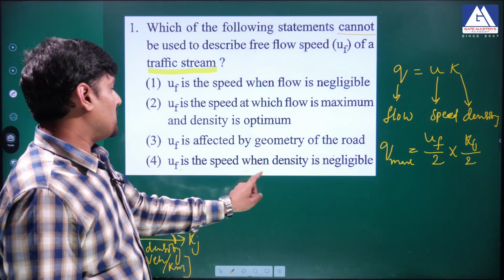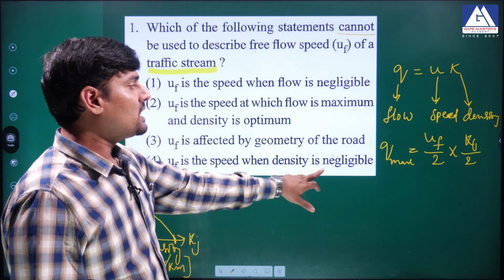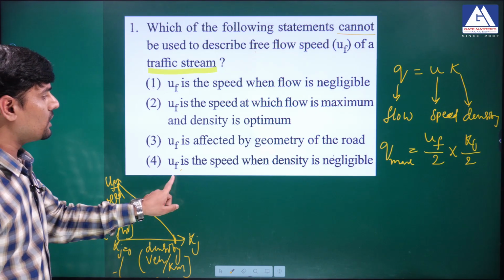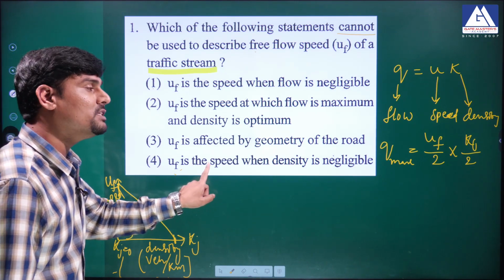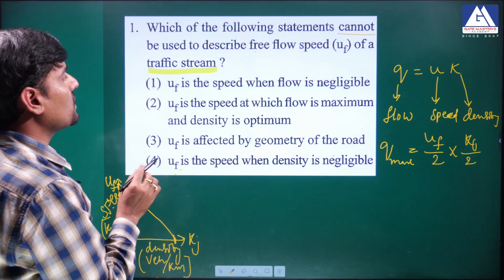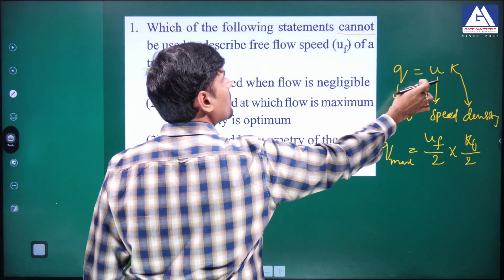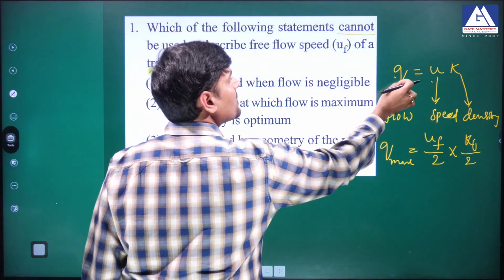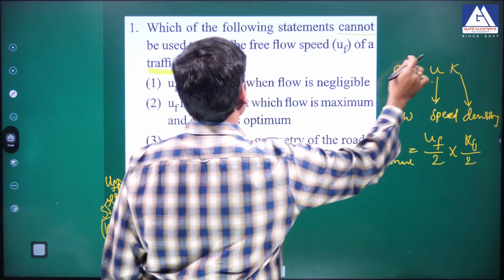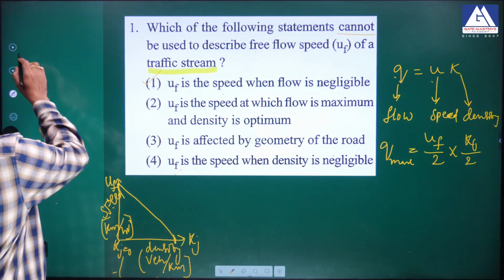See here, UF is the free flow speed when the density is negligible, in the sense when density is 0. When the density is 0, then only UF speed is possible. So the statement which cannot be used is "flow is negligible." That means if U is 0, Q is going to be 0. If Q is negligible, that means it is 0, then U is not at all possible. So therefore, this option is the correct option. Moving on to the next question.